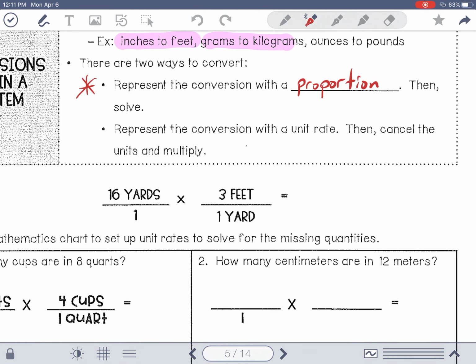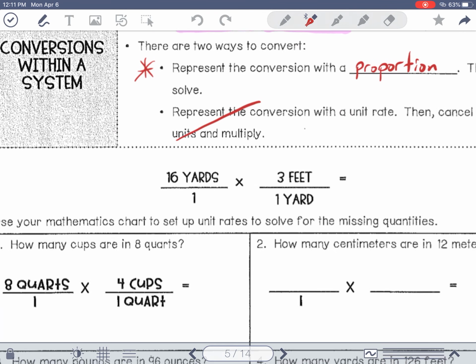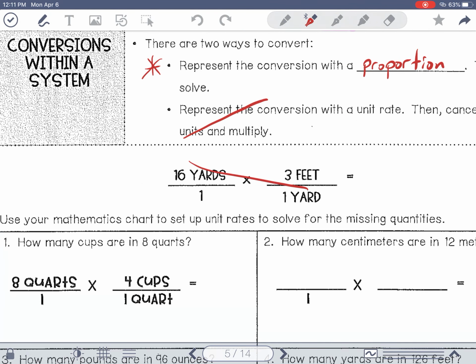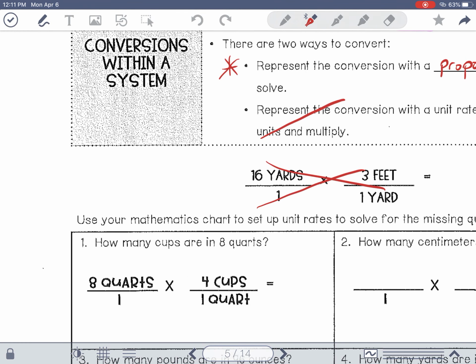What we're not going to do right now is use the second piece, because that's not how we did it in class. You will learn that process in 8th grade, but let me show you this for now. So this is trying to find the number of feet that are in 16 yards, and how we're going to set it up is we're going to say that we have something similar to what is over here. We're going to use that portion of the conversion.